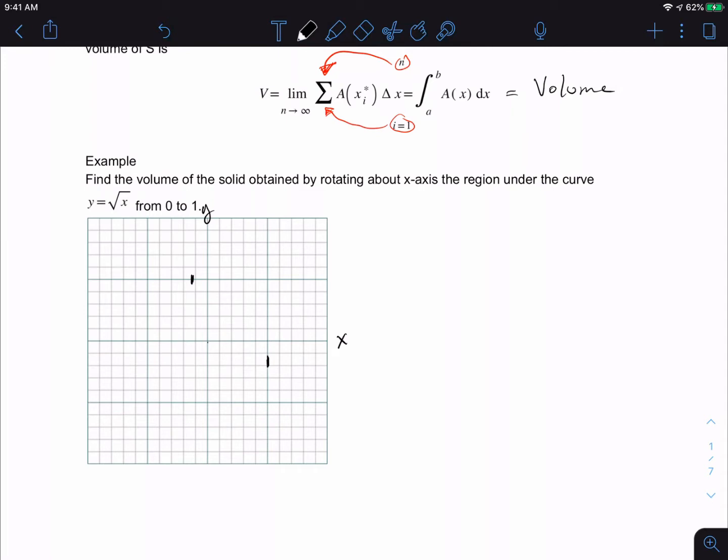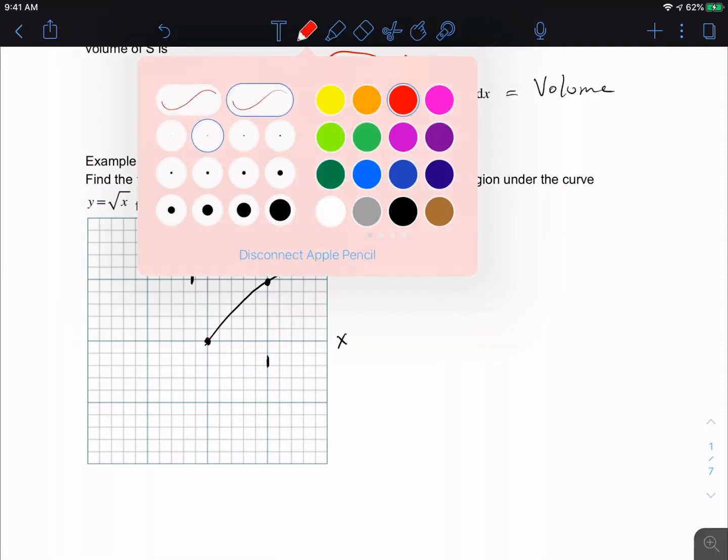I'm going to call that one and this one. And so here's the origin. So when x is 0, y is 0. And then when x is 1, y will be 1. And since we know it's a radical, we know it's going to be some sort of curve, right? It's going to be some curve that looks like this. And we want this thing, it's going to be bounded with the x-axis. So that's important for us to know.